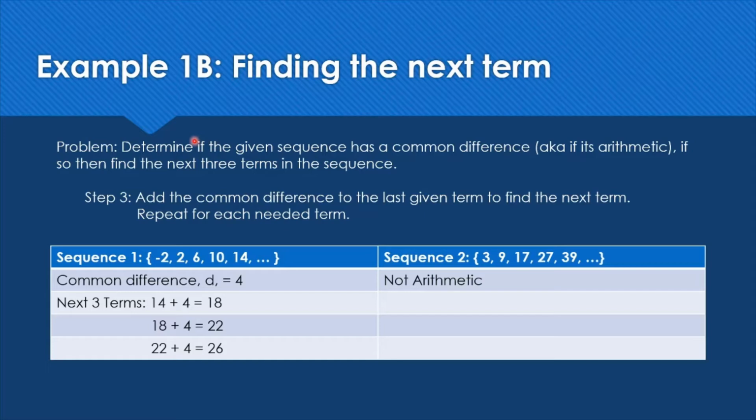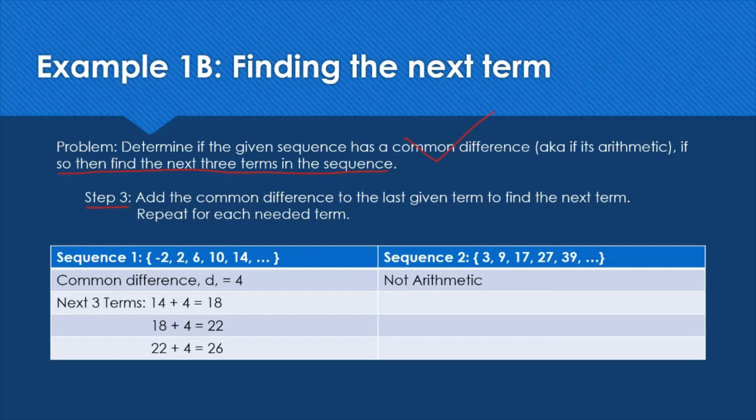Alright, again, the problem we were given was to determine this. So right now, if you look at our problem, we've done the determine if the given sequence has a common difference, or that it's arithmetic, and we have done that. So we can quickly grab a pen and write a big check mark through that we've done that half. Now what we need to do is this second half, which is to find the 3 next terms. So to do so, we'll follow step 3 right here.